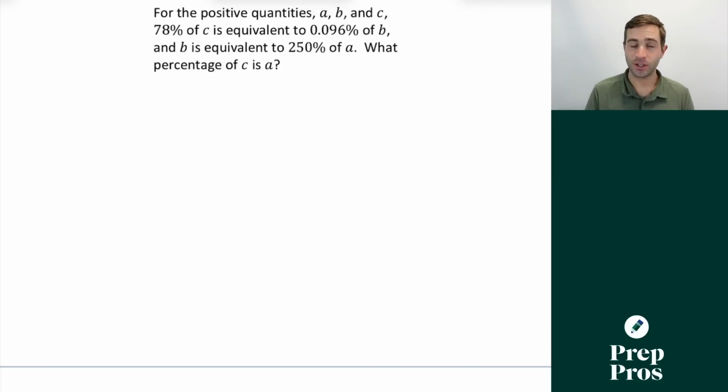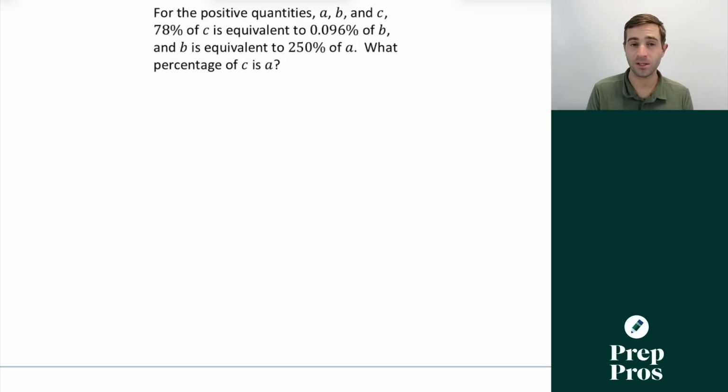Now, the first thing you're going to see on your test is some form of tricky percent question. And there's a few things that often trip students up with these questions. So we're going to break those all down as we work through. For the positive quantities A, B, and C, 78% of C is equivalent to 0.096% of B.